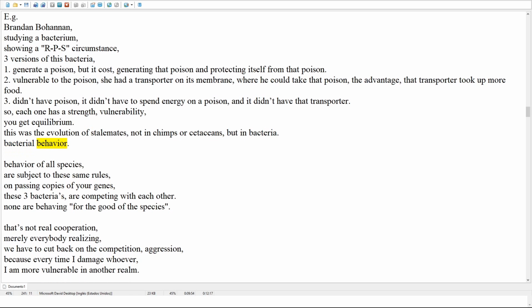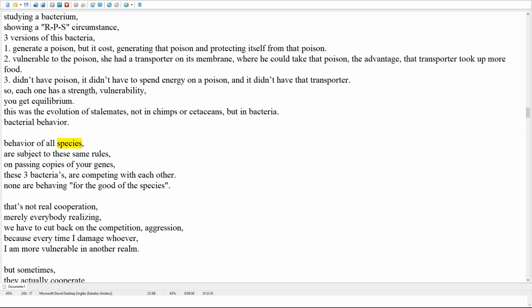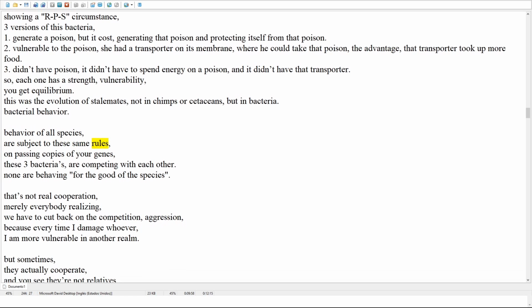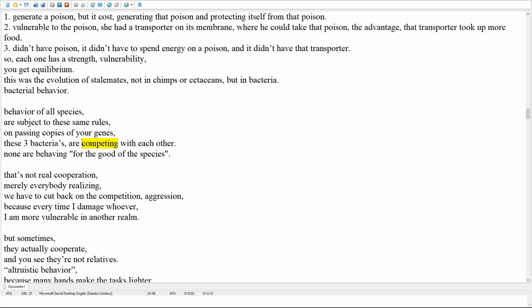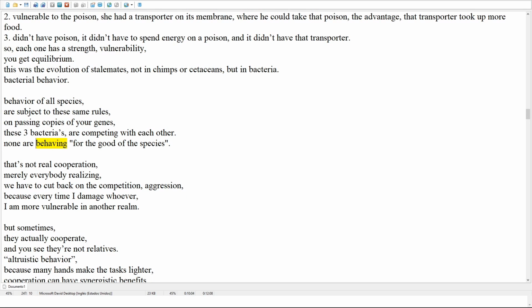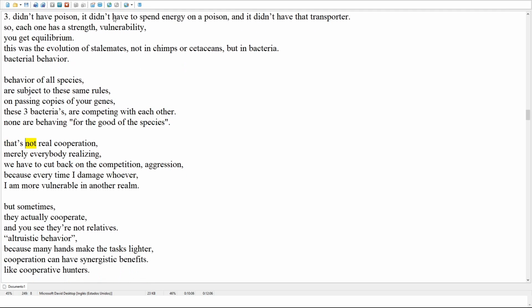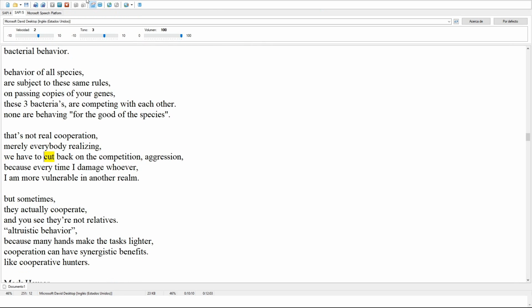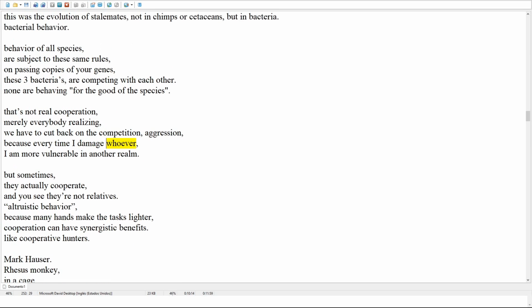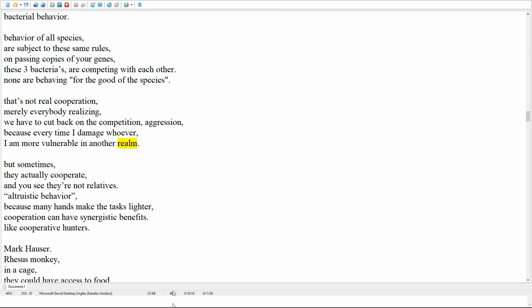Bacterial behavior. The behavior of all species is subject to these same rules, on passing copies of your genes. These three bacteria are competing with each other. None are behaving for the good of the species. That's not real cooperation. It's merely everybody realizing we have to cut back on the competition and aggression, because every time I damage whoever, I am more vulnerable in another realm.